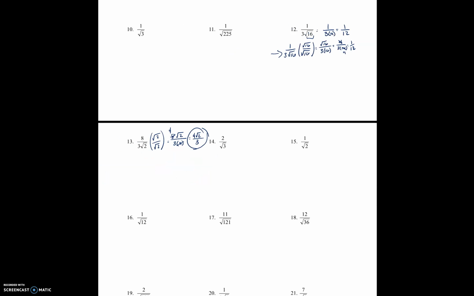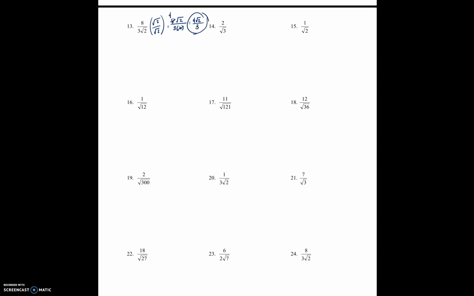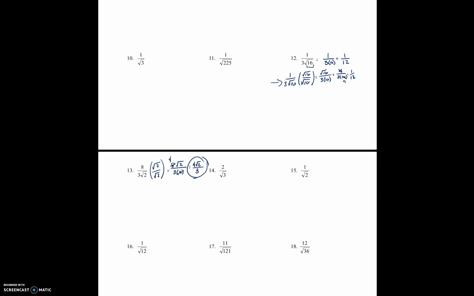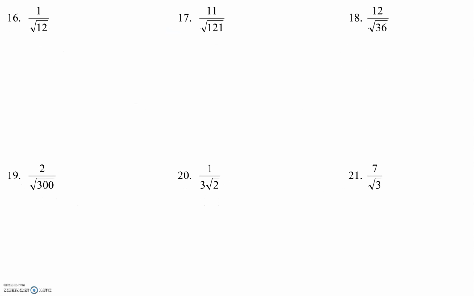Let me make sure there's not an example that I missed. Let's take a look at number 19. So yes, we can go ahead and multiply by the square root of 300. That's all right. Or you can simplify the radical, whatever floats your boat. I'm going to go ahead and simplify the radical.